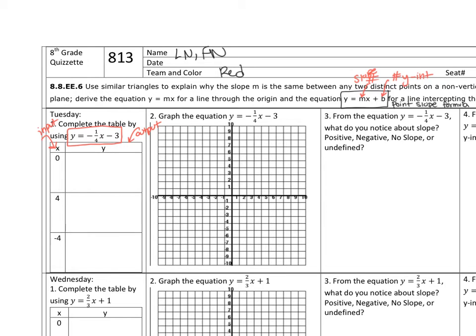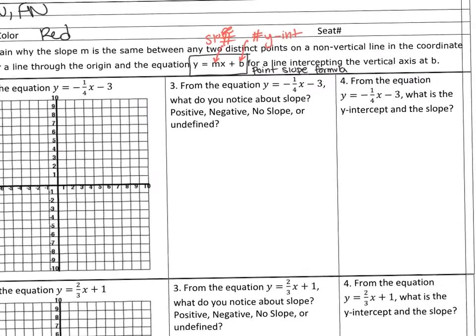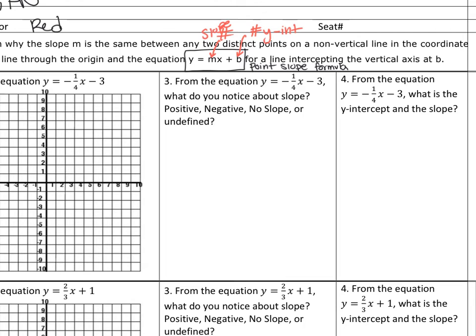I'm actually going to work backwards. Instead of doing number 1, I'm going to do number 4 first. So everyone go to number 4. It says, from the equation y equals negative 1/4 x minus 3, what is the y-intercept and what is the slope? I told you that the slope is the m, or the number right in front of x. So the slope, m, would be negative 1/4.